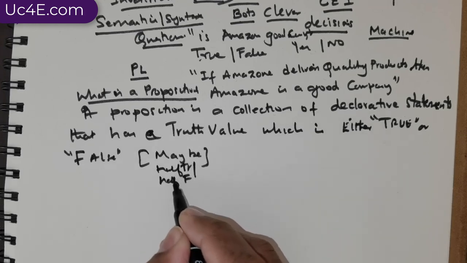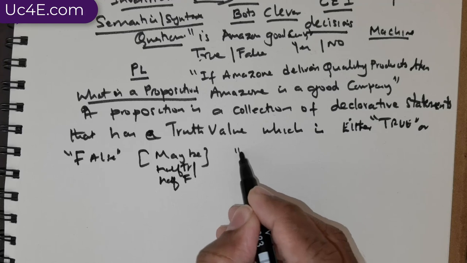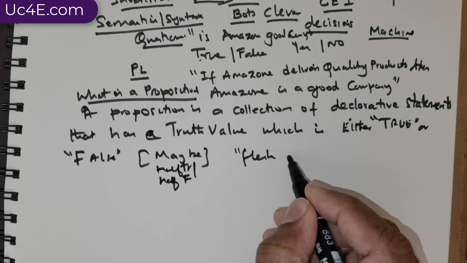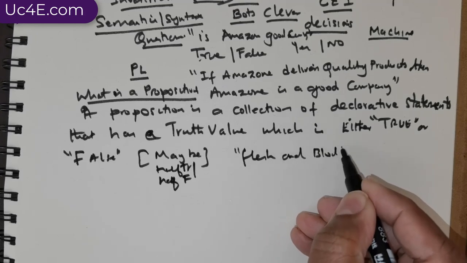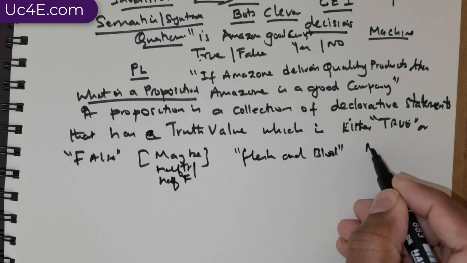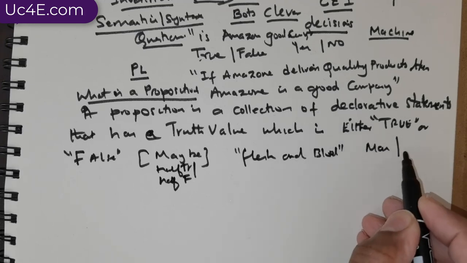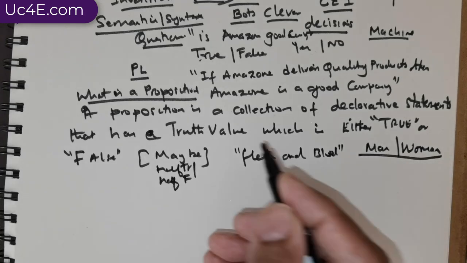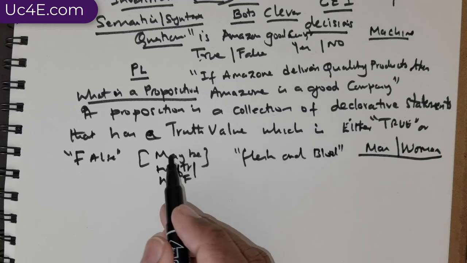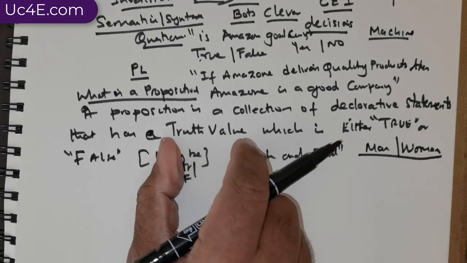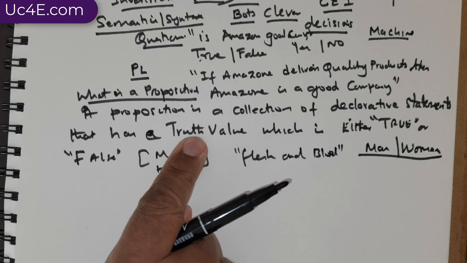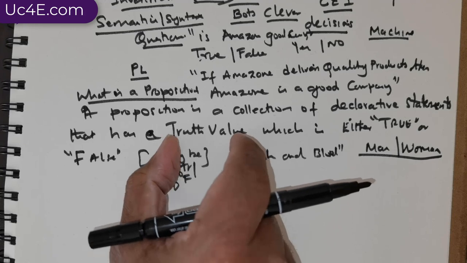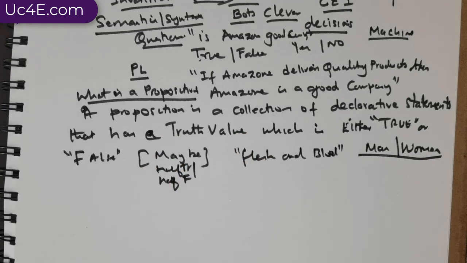A machine cannot understand that because we are not dealing with flesh and blood. A machine is not a human. A bot is not flesh and blood. It's not a man or a woman. That's not going to happen. So you will have to be giving declarative statements that have a truth value. Now, when I mean truth value, the outcome true is also considered a truth value as well as the outcome false. Whenever you have an outcome, that is what is called a truth value. So have that in the corner of your mind.